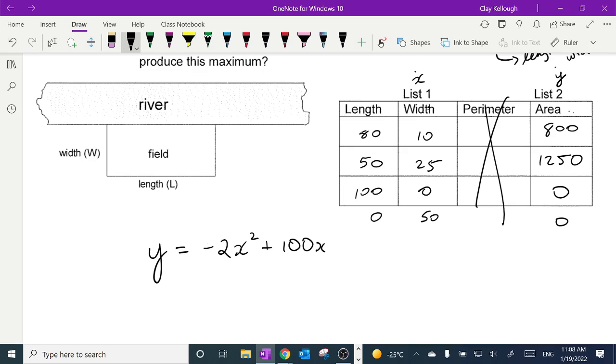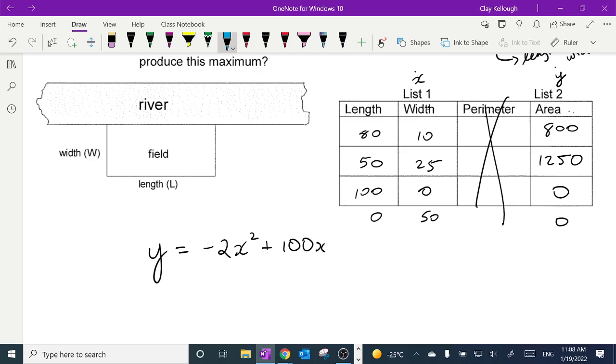Now, how would anybody have ever gotten this answer if they didn't have a regression? This is doable without a regression. And again, I wouldn't make you do this on a test, but I like showing it to you. I like explaining where these things come from. Think about it this way. Look at the relationship between length and width.